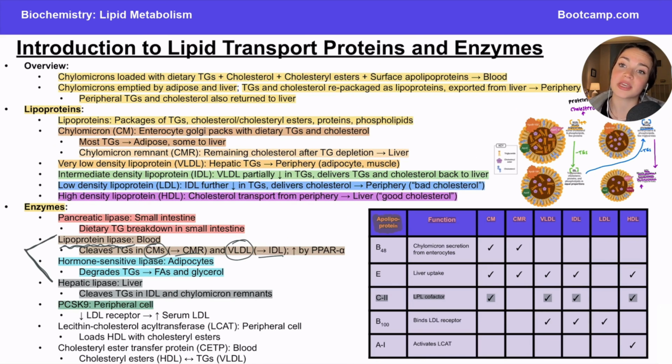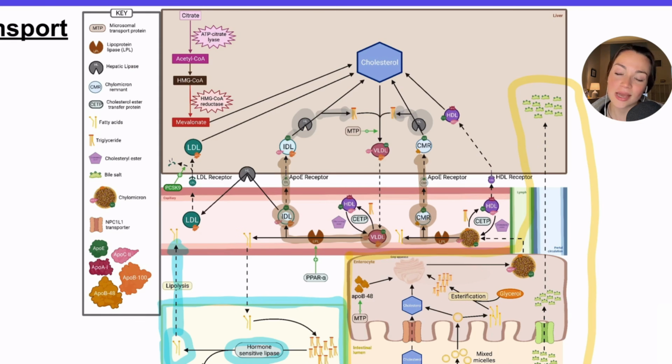The next enzyme we'll talk about is called PCSK9, and you're not going to need to know what that stands for. That's out in the peripheral cells. The point of PCSK9 is to degrade the LDL receptor. The LDL receptor controls the uptake of LDL out of the bloodstream. So PCSK9, by degrading that LDL receptor, is increasing the serum concentration of LDL. I'll show it to you on the diagram so you can keep tabs on it for later. Right here is PCSK9, which you can see degrading the LDL receptor that's controlling the uptake of LDL out of the blood.